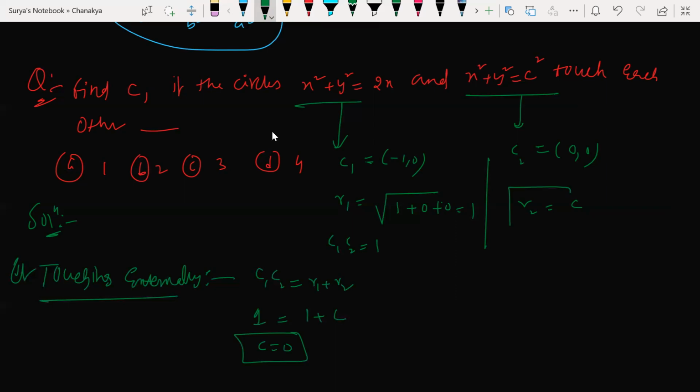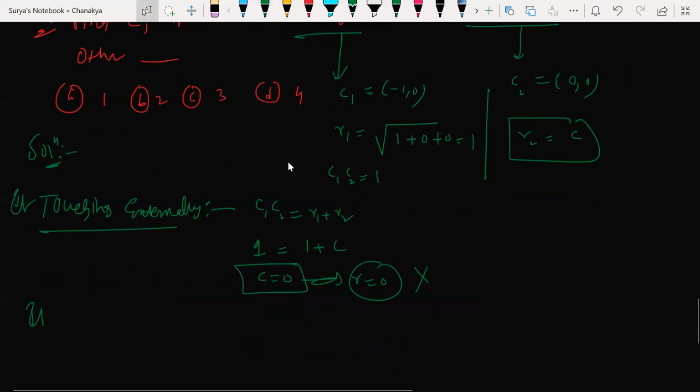C is nothing but what here? Radius is equal to 0. How can radius be 0? Yes, it can be 0, but if radius is 0, it becomes a point circle. I cannot draw a circle which is visible. Radius 0 is nothing but a point circle. So this is not possible. C cannot be zero. If C were zero, I could not even draw the circle.